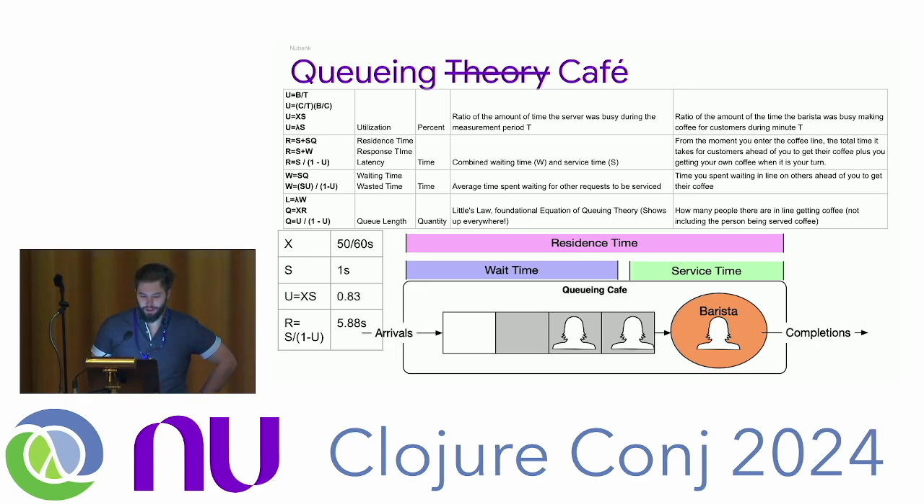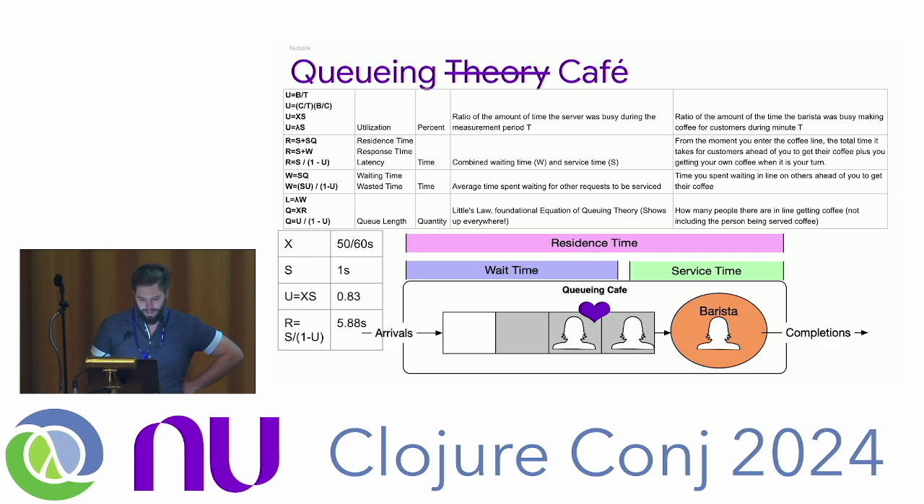Utilization is the ratio of time the barista was busy in that minute making coffees for customers. Next, we have residence time, or response time, as most people know it, which is from the moment you enter the coffee line, the total time it takes for customers ahead of you to get their coffee, plus you getting your own coffee. We then have waiting time, which is sort of wasted time, which is the same as residence time minus the time it took for you to get your coffee. So just the time you spent waiting for other people.